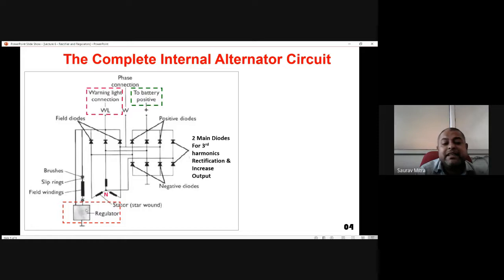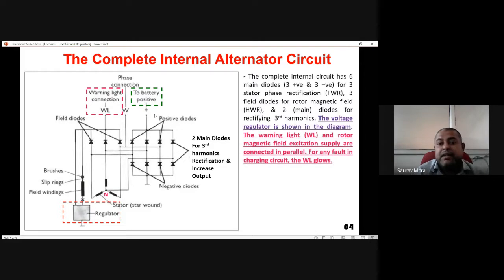We will see that in detail. By controlling this regulator we can control the current flowing through the field, we can control the output of the alternator, and the charging of the battery can also be controlled. Let us go through the complete internal circuit. It has three positive diodes and three negative diodes, so these six are the main diodes. Then three stator phase rectification diodes like this, and two main diodes for rectifying the third harmonic.